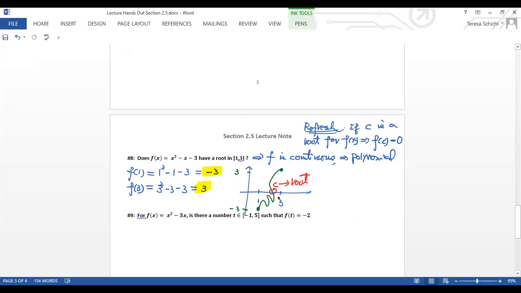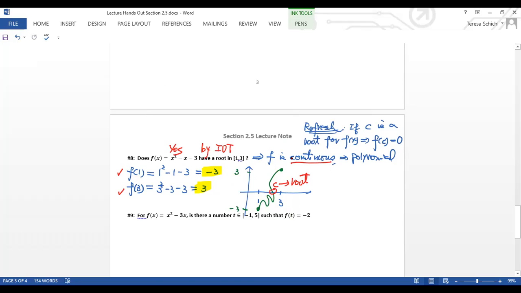All right, so that's why we say yes, there is a root here, by the intermediate value theorem, because I satisfy the conditions: f is continuous, one end is negative, one end is positive. So I know it has to travel through, right?